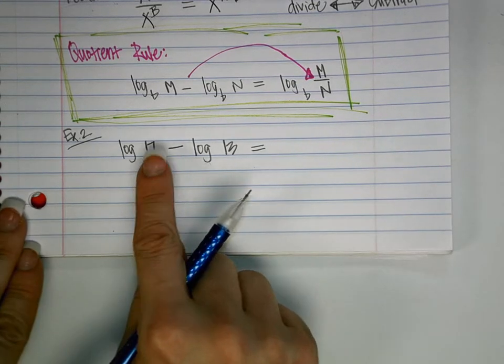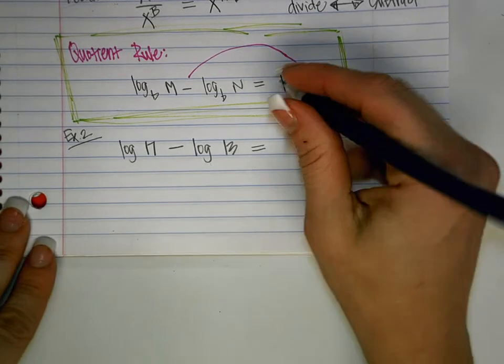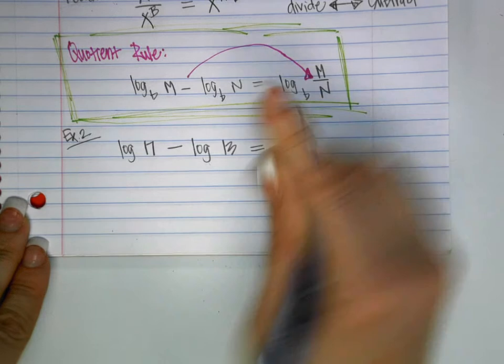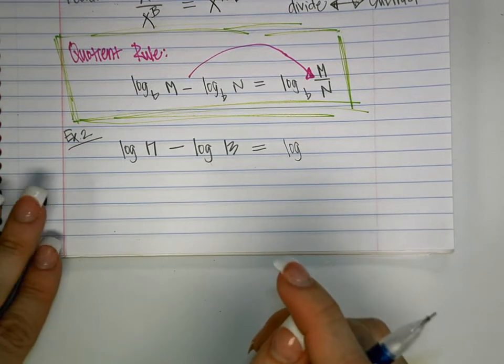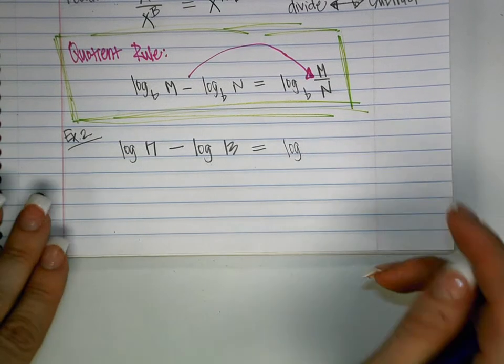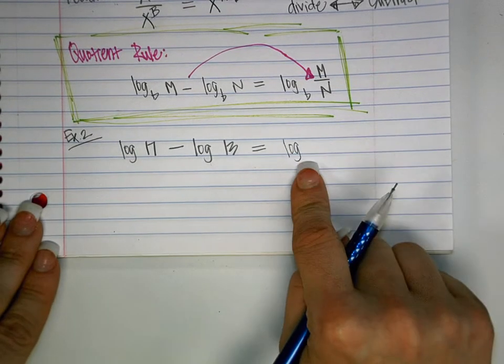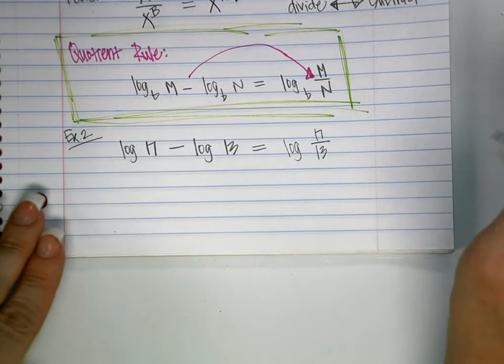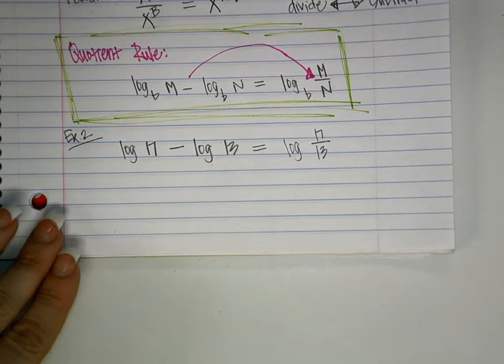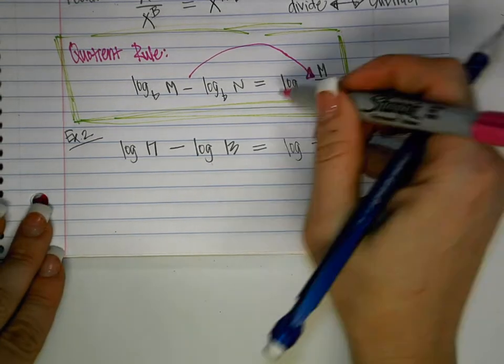Remember, I said that subtraction turns into division, so it's still the same log base. What is the base on these? 10. Do I have to write the 10? No. If you want to, that's fine, but it's not necessary. So this becomes log of 17 over 13. Now, if you could reduce that, you would. This one is not able to be reduced, so that is your answer.